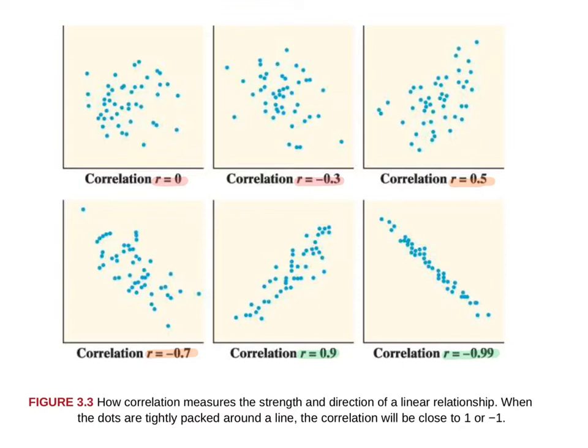Also note that for anything that you could draw a line through, so for example, this -0.99, that would be a negative slope, so that makes sense that we have a negative R value. And this one is positive, so we would have a positive slope there.